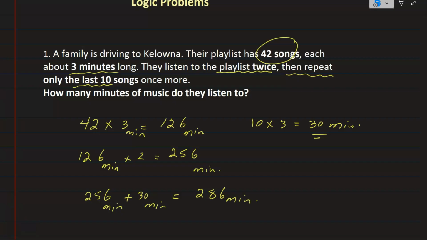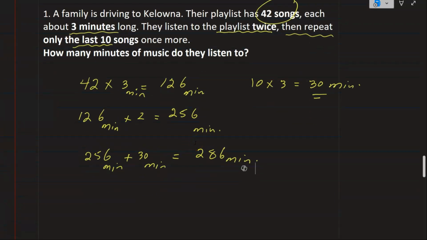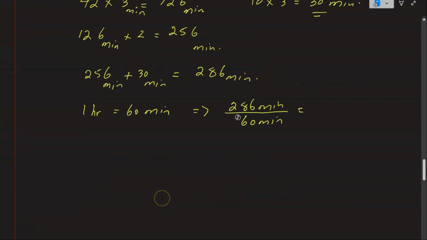Now, what is it in terms of hours? Let's do the unit conversion. Remember, 1 hour is equal to 60 minutes, right? So what are we going to do? Well, 286 minutes divided by 60 minutes. That's the ratio that you have, right? And then you do the math. What are you going to get? And closest to the minutes, that would be 4 hours and 46 minutes. That's how long it will be.